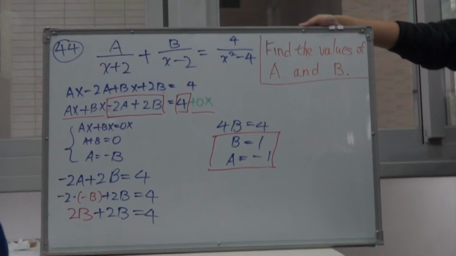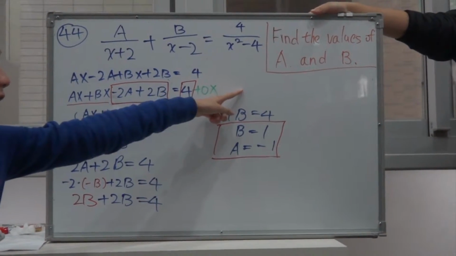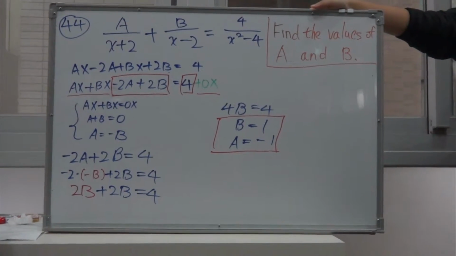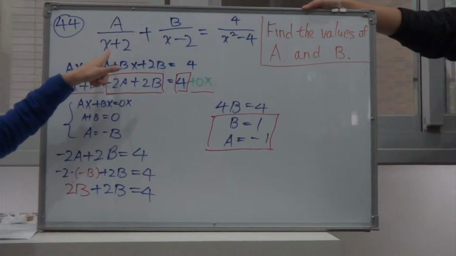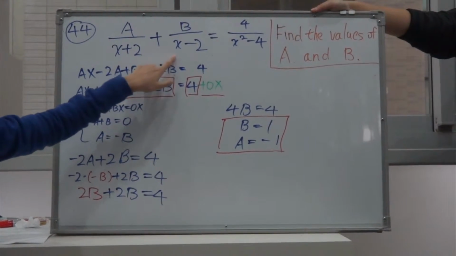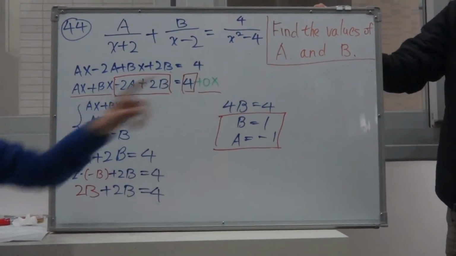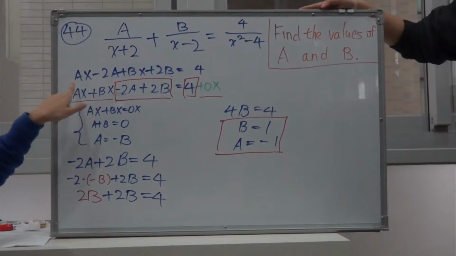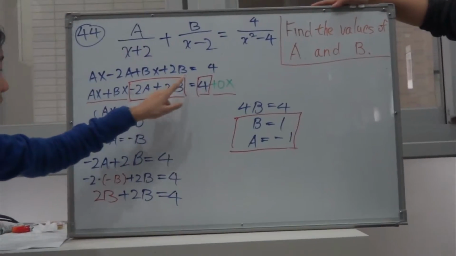The second question we're going to do is number 44, and we're supposed to find the values of a and b. So keep in mind that the value of x doesn't really matter, and this is the question. And we discovered that these two fractions, their LCD, least common denominator, is this. So basically, you cross multiply, and it turns into ax minus 2a plus bx plus 2b equals 4.